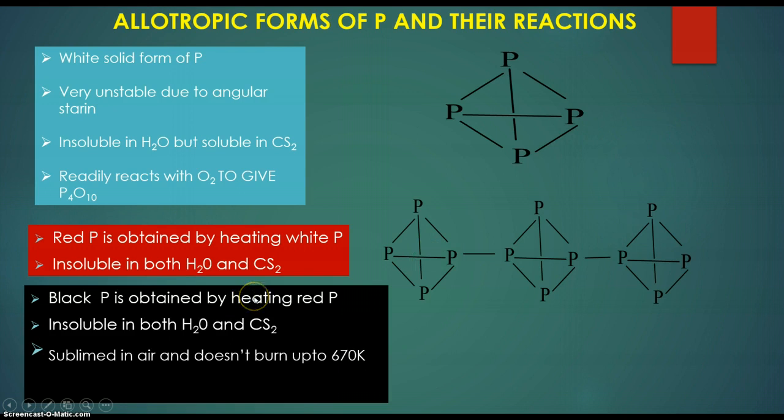Now the most unreactive form of phosphorus is black phosphorus, which is obtained basically by heating red phosphorus at high temperature. Black phosphorus is insoluble in both water and carbon disulfide, and it doesn't react in air. If we heat the black phosphorus in air, it will sublime to the gas form. It doesn't burn at all up to 670 Kelvin. That proves that black phosphorus is very much unreactive in comparison to the other allotropic forms of phosphorus.